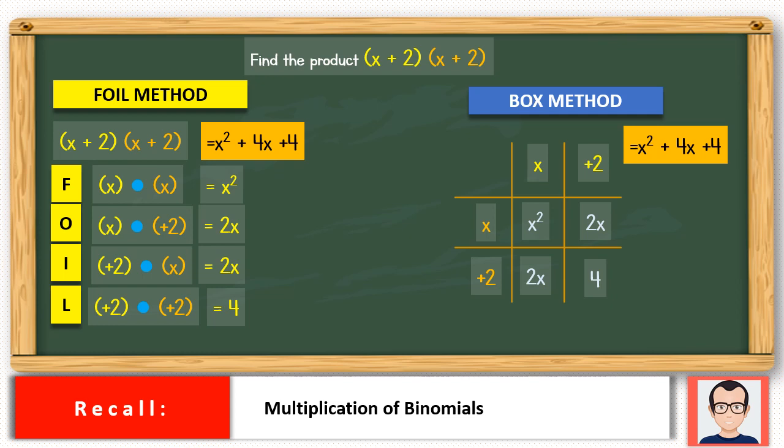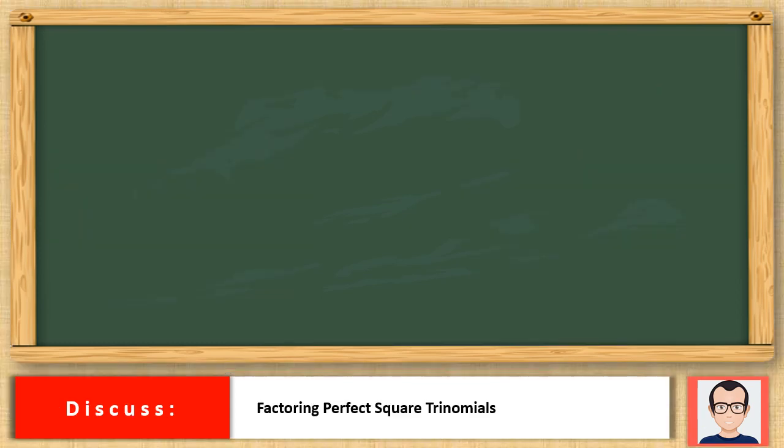Alright, now let's start with our main topic. We call a trinomial a perfect square trinomial if it can be expressed as a product of a binomial, just like the example I provided in the quick review. But the question is, how do we know if the trinomial is a perfect square trinomial? I will discuss the guidelines that we need to check in order for us to determine such.